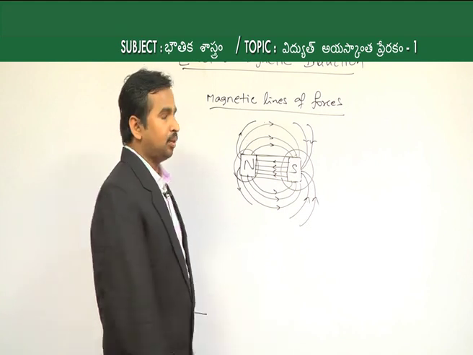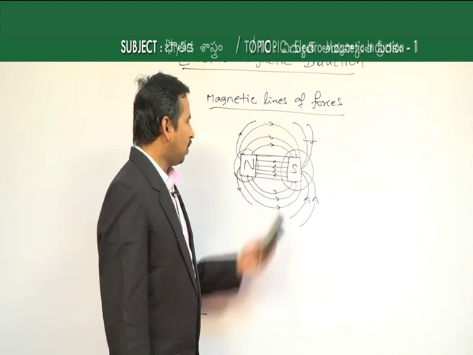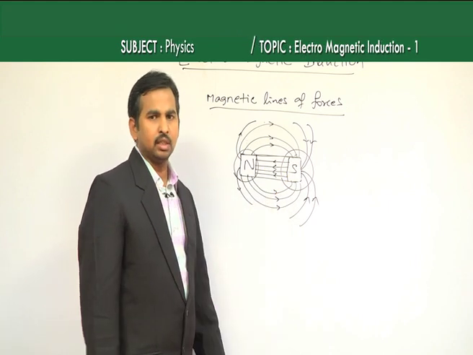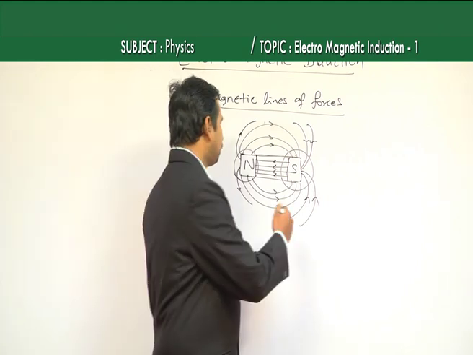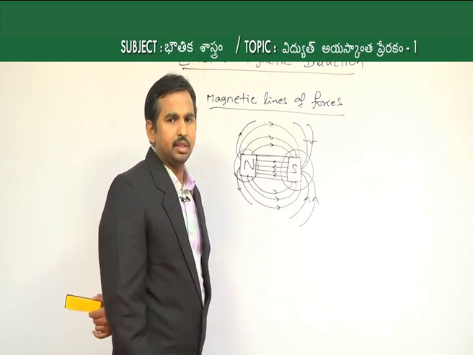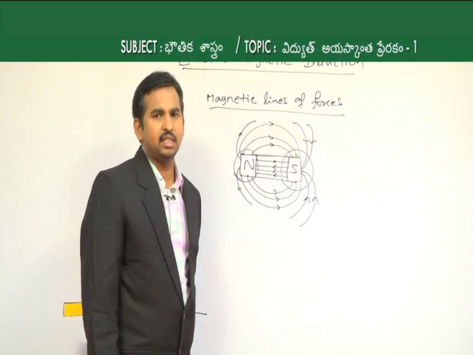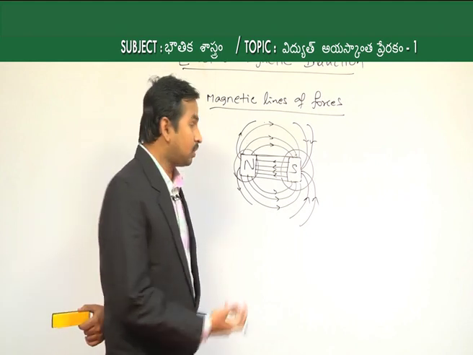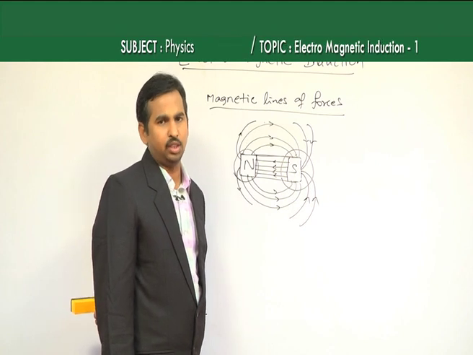Actually, if you observe the properties of magnetic lines of force here, all these magnetic lines of force never intersect at a point. If you observe any of the magnetic lines of force, all of them maintain some distance between them, which means that no magnetic line is intersecting another one. We can say these magnetic lines of force are going parallel to each other.